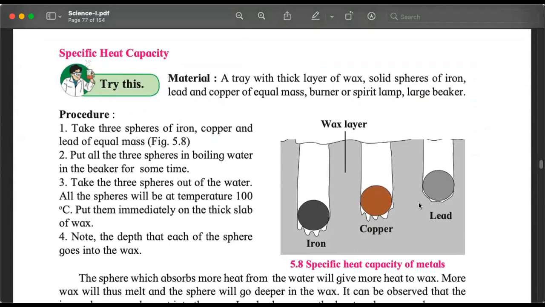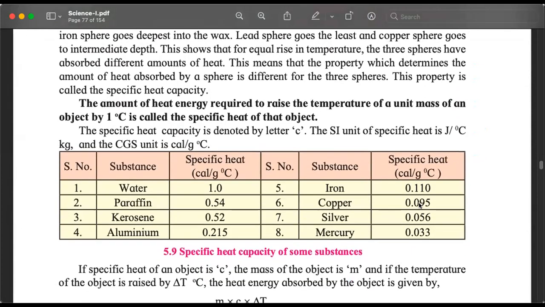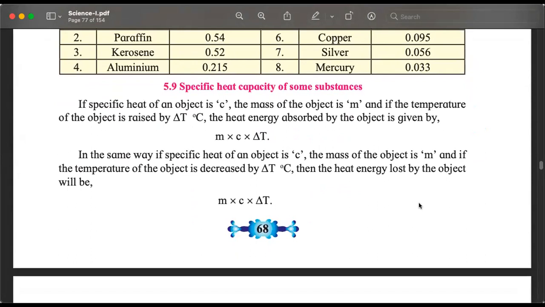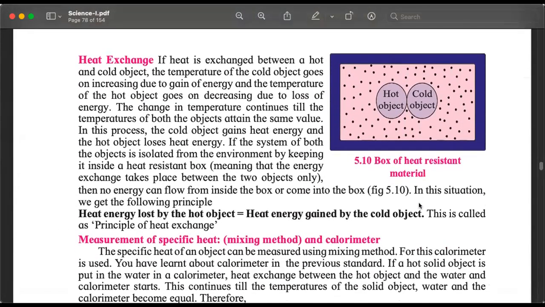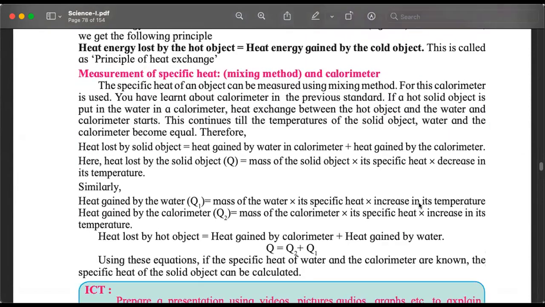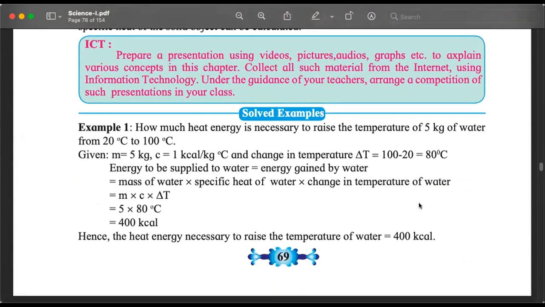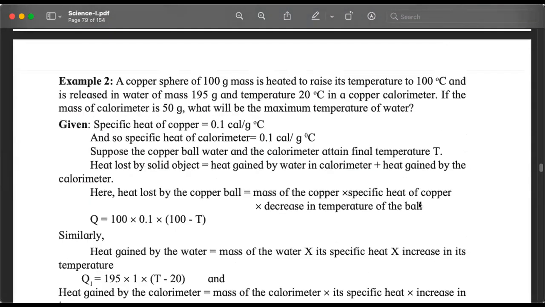Next topic that we'll study is specific heat capacity. More values to remember. Aha, maths. Heat exchange, measurement of specific heat, more maths. Then there are solved questions. These are all maths questions.